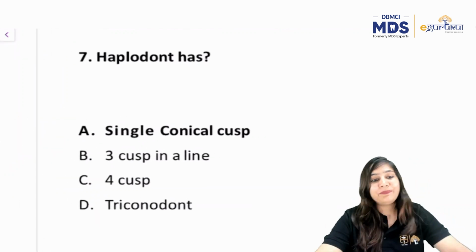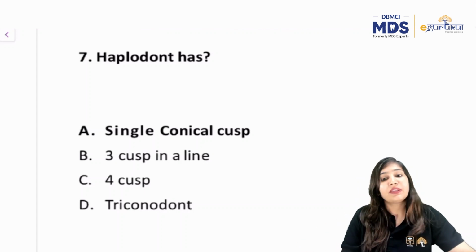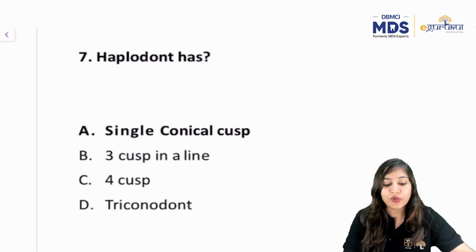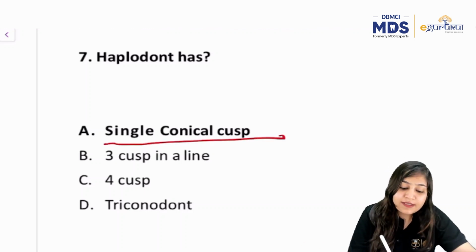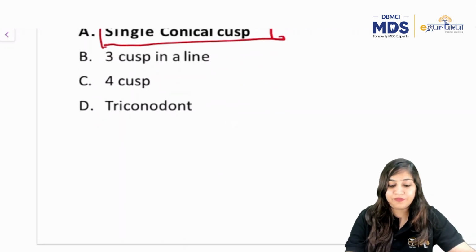Now coming to the next question. Haplodont has single conical cusp, 3 cusp in a line, 4 cusp, or is it trichodont? Haplodont has mainly single conical cusp. Now what is this haplodont?